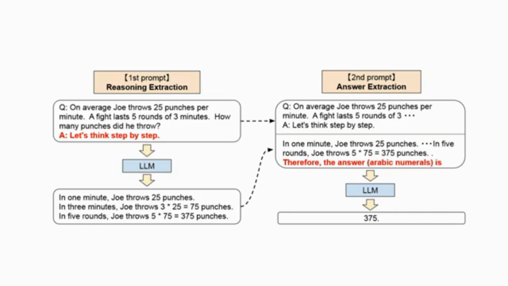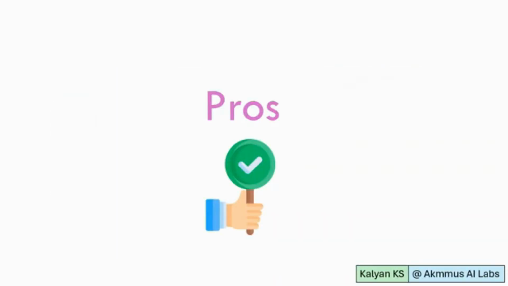In the second step, the model generates the answer based on the original prompt, magic phrase, and the generated reasoning steps. Now, let us see the pros of zero-shot COT prompting technique.